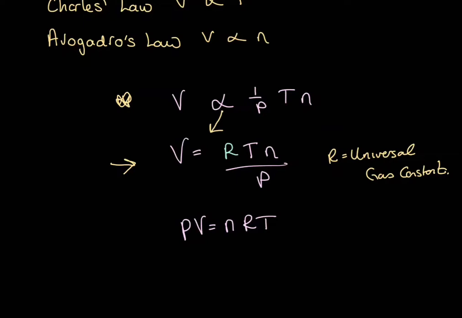Now, if we just rearrange that equation there, if we bring the pressure, the P, from under the line and bring it over to this side, it becomes PV equals nRT. And this is the equation that we're going to be dealing with today. It's called the ideal gas equation.